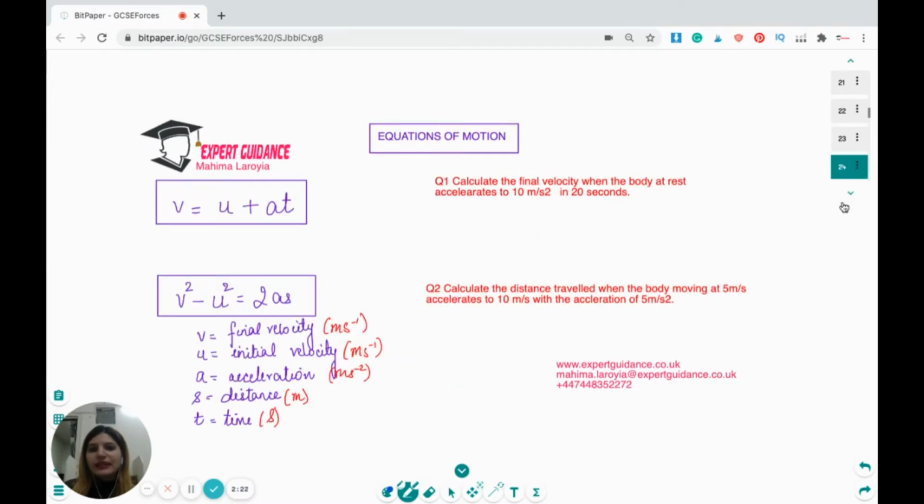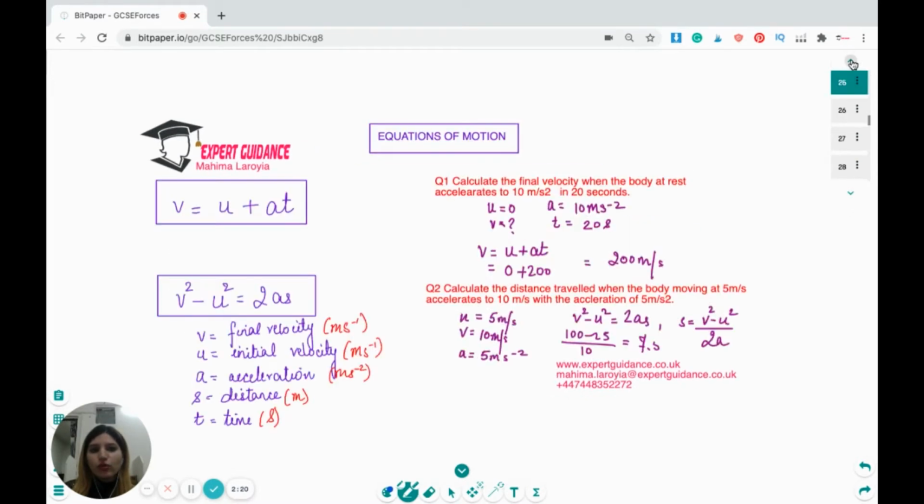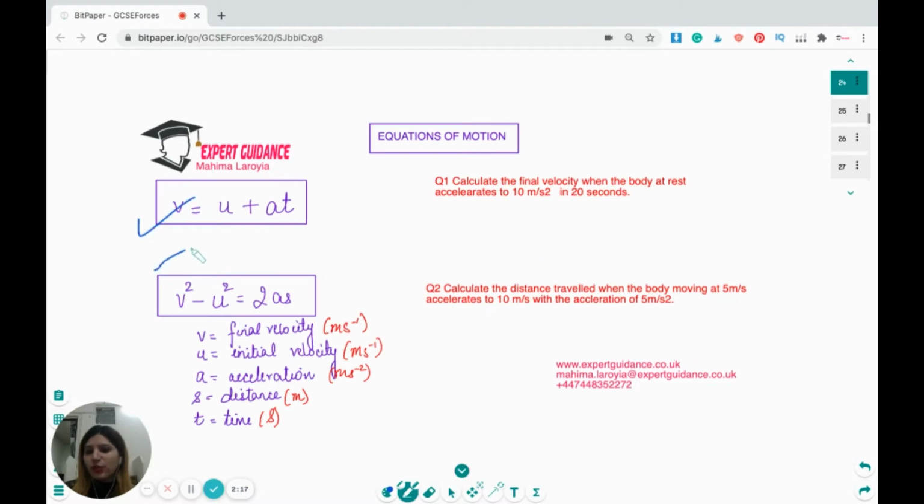Okay, now let us see the equations of motion. There are two equations of motion. v equals u plus at. v stands for final velocity, u stands for initial velocity, a stands for acceleration, t stands for time. You can use this equation if you have any three of these things and you are asked to find the fourth, which is unknown. If they give you just the final velocity, initial velocity, acceleration and distance but no time, then we can use this other equation, which is v squared minus u squared equals 2as. So you can remember these two equations, and then you can try these questions on the right.